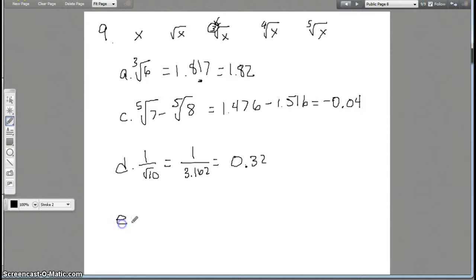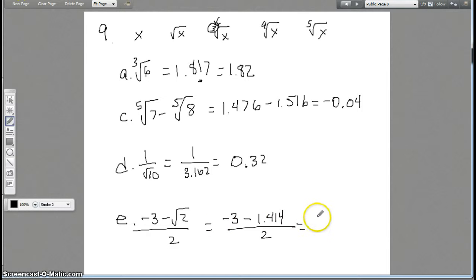Okay, the last one we're going to look at is part E. So let's go down to part E, which is -3 minus the square root of 2, all over 2. So we have -3 minus, and then we look up the square root of 2, which is 1.414 in our chart, and divide that by 2. -3 minus 1.414 is -4.414. We're going to divide that by 2, and we will get -2.207. We need to round to the hundredth place, which is right here. So our answer is going to be -2.21.